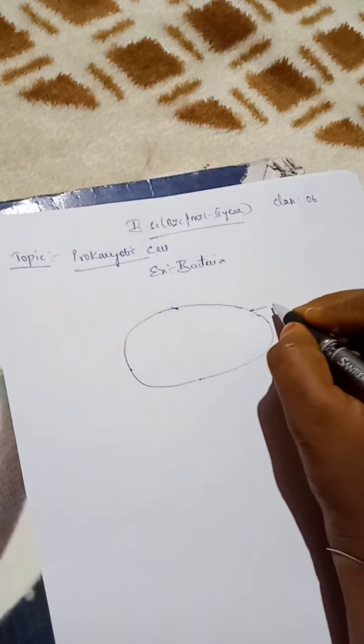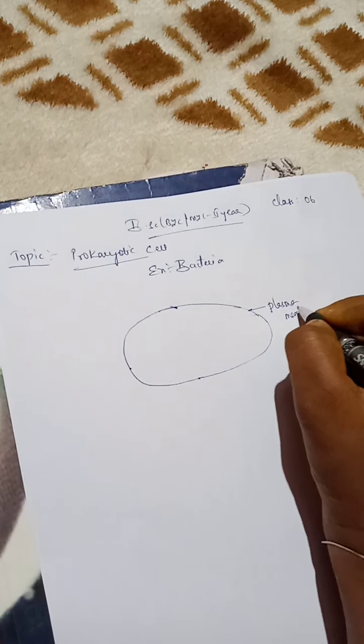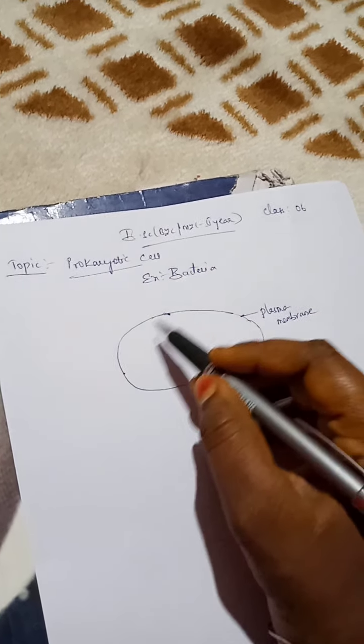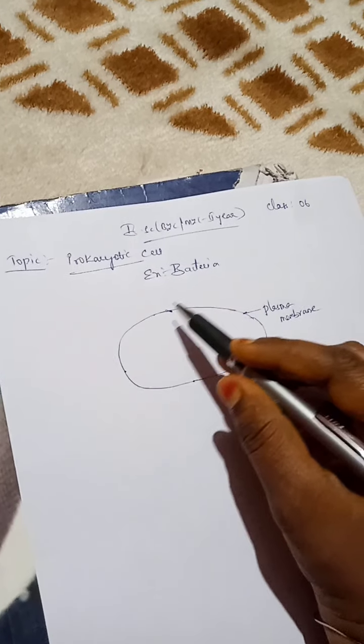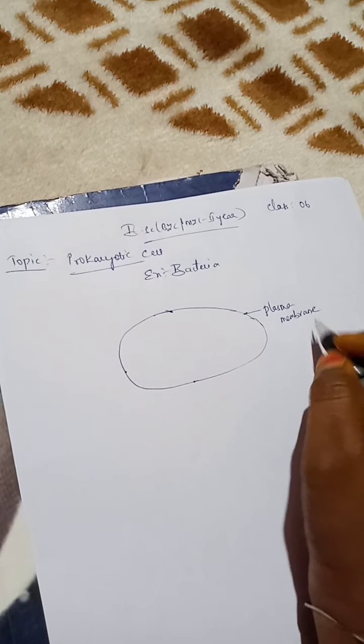It is the plasma membrane. This plasma membrane acts as a boundary wall for the cytoplasm.